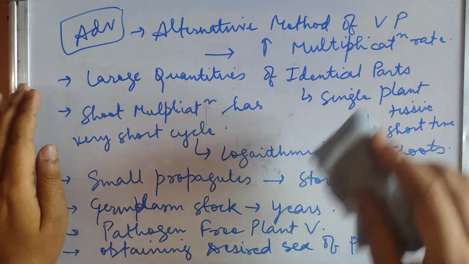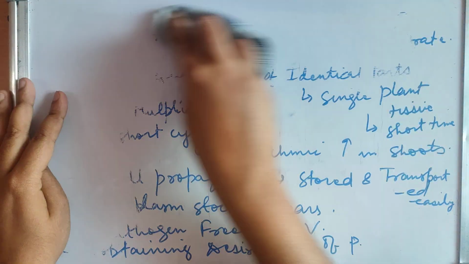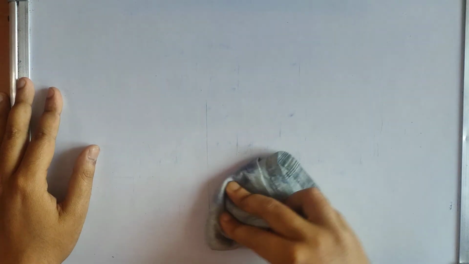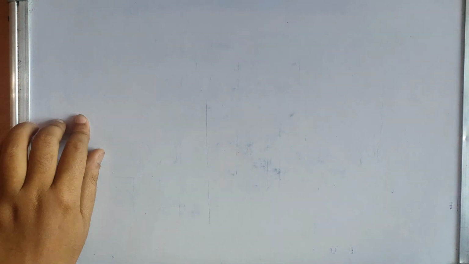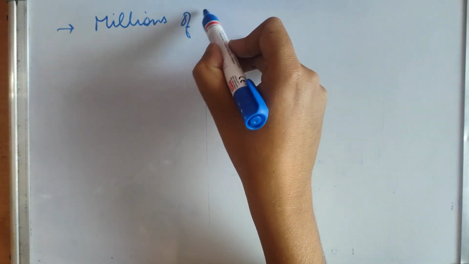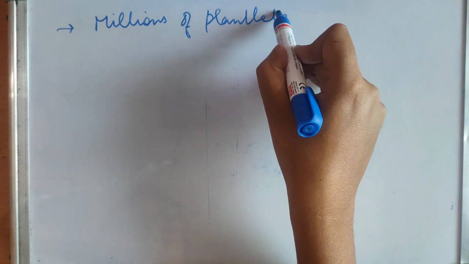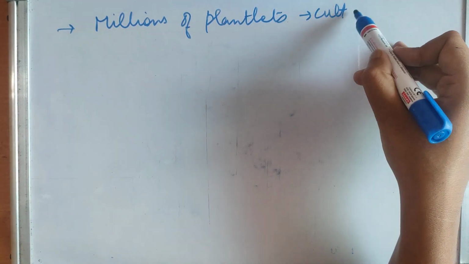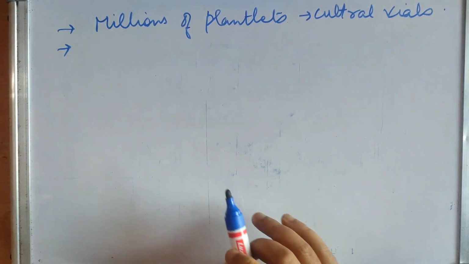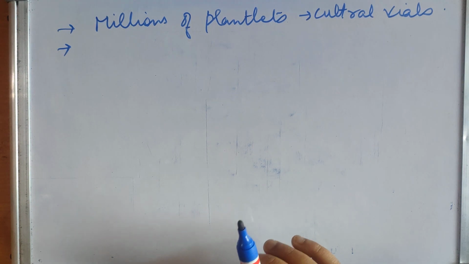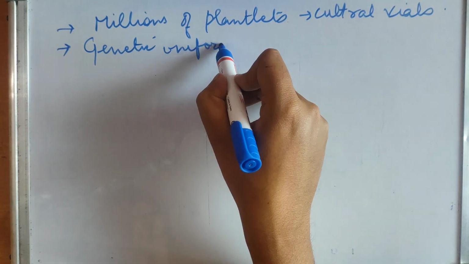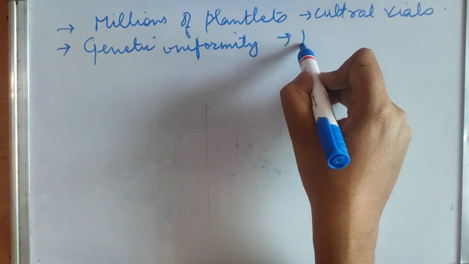Moving on, here we can produce millions of plantlets in culture vials. Genetic uniformity of propagules can be maintained through this.